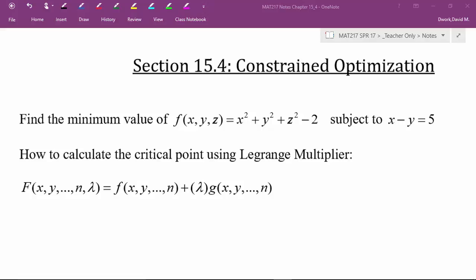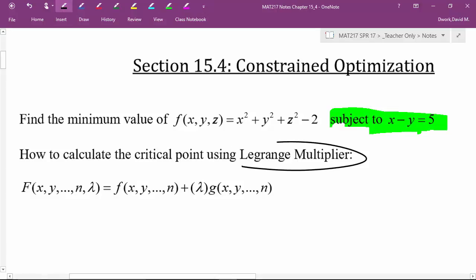Okay, in this section we're going to talk about constrained optimization, which is basically the same thing as unconstrained optimization. The only difference is now when we're looking at the problem, we're going to have a "subject to." All right, so what we're going to do, we have this wonderful equation called the Lagrange multipliers equation, which is this function right here. And it's really kind of simple.